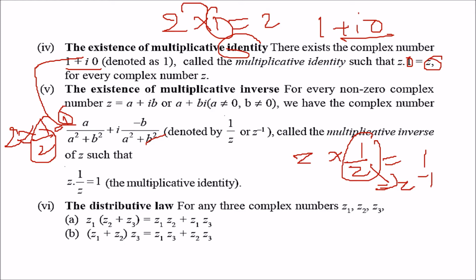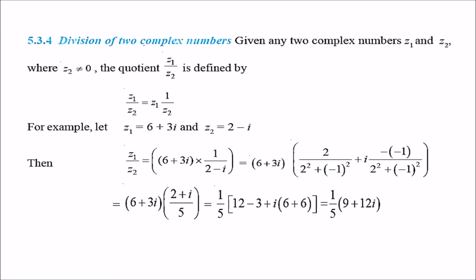What about the distributive law? Distributive law says multiplication is distributive over addition. z1 into (z2 plus z3) means z1 z2 plus z1 z3. Similarly, (z1 plus z2) into z3 gives z1 z3 plus z2 z3. And what about the division of two complex numbers? You can divide two numbers z1 by z2, but just understand that z2 cannot be 0, otherwise everything is fine.